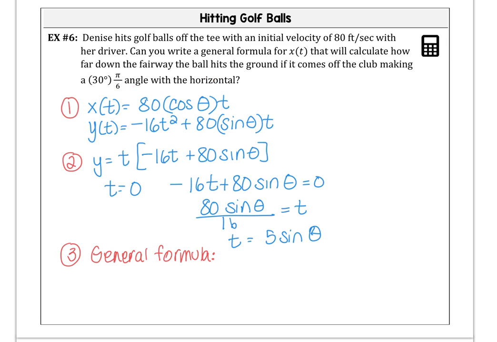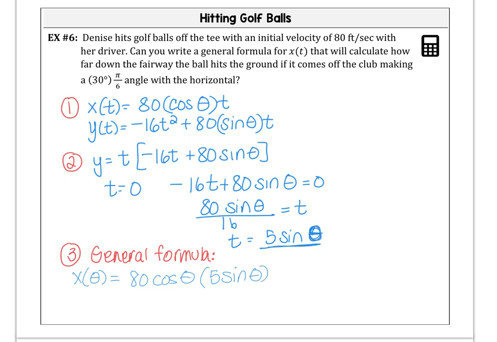So our general formula, what I did was I took the y equation, I factored out a t, and found that t was 0, which would be before the ball's hit, or t is 5 sine theta. So if we go back up to our x and we put t value is 5 sine theta, then our general formula could be written as x of theta, because now we're switching over to theta and not time, is 80 cosine of theta times 5 sine of theta as our replacement for t.